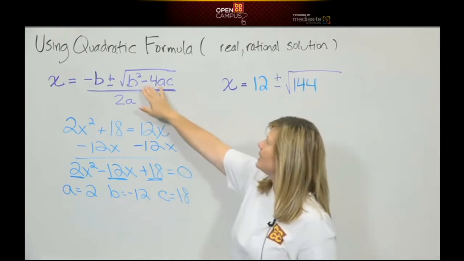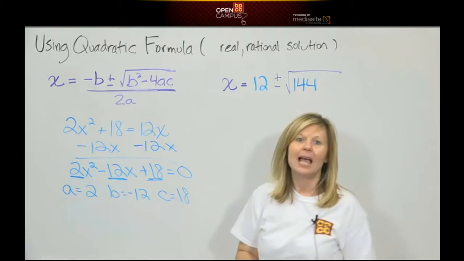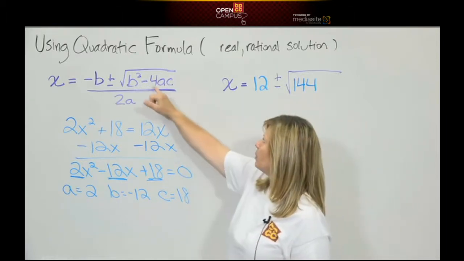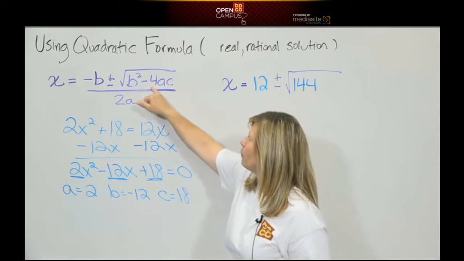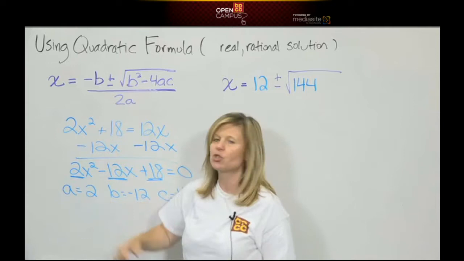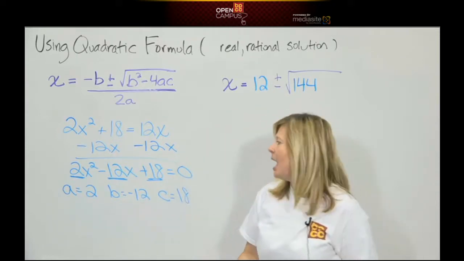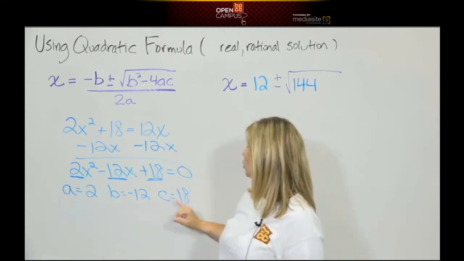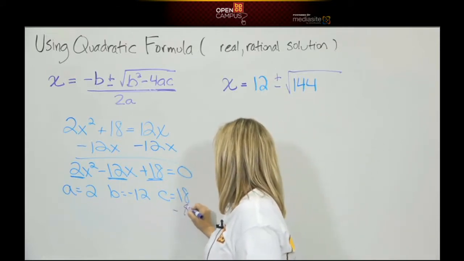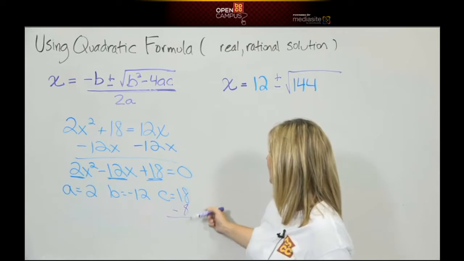Then it says negative 4ac, and that's all connected by multiplication. So we're going to start with the number negative 4. We're going to multiply it by a, which is 2. So negative 4 times 2 is negative 8. And we're going to take negative 8 and multiply it by c, 18. Okay, so I'm going to have to do some work here. What is negative 8 times 18?